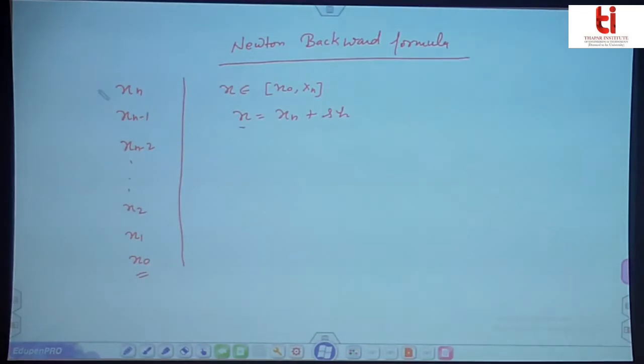So x is any point inside the interval, then x can be written as first point xn plus sh. s is a parameter. If s is lying inside this interval, then s will be what? Between 0 and h. If it is here, then 0 to 2h, like that. So x is any point different from these xi points. Now we can write x equal to xn plus sh, then xn minus 1 minus xn will be what?